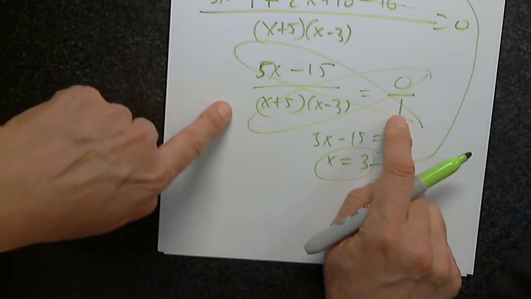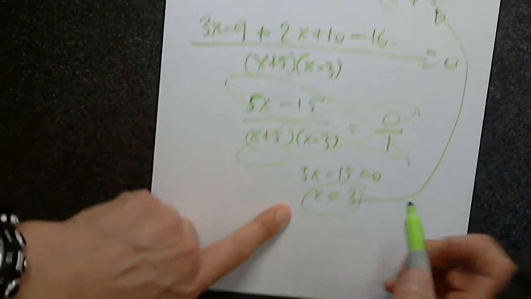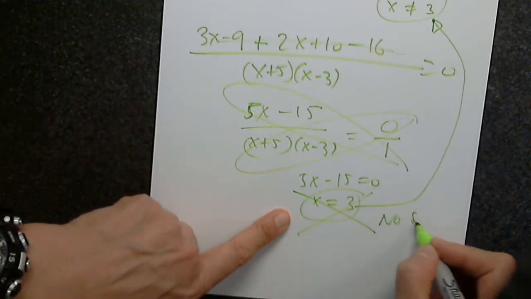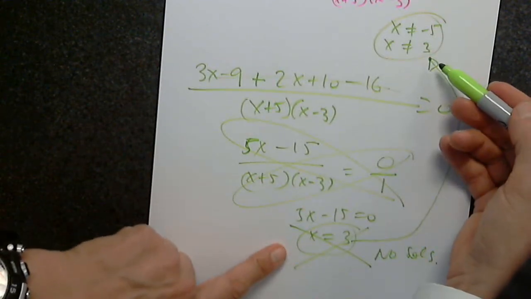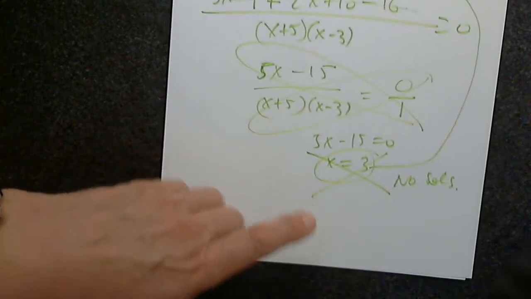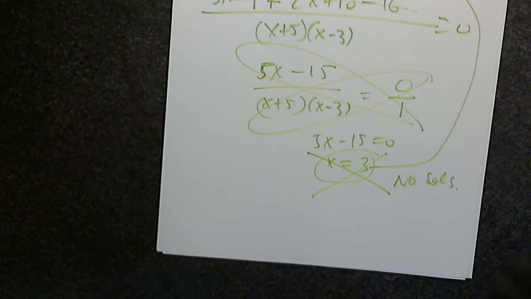And now this is a proportion, cross multiply, and I get this. And I'll say no solutions, because it's among the restrictions. It will make 2 out of those 3 fractions undefined if I plug in 3. That's the problem. 0, it's okay. But the problem is undefined.